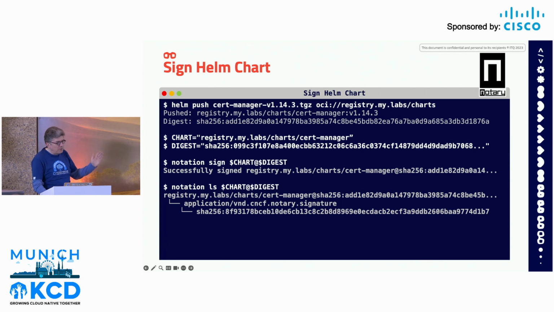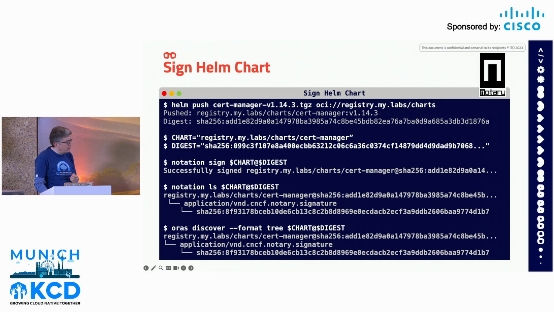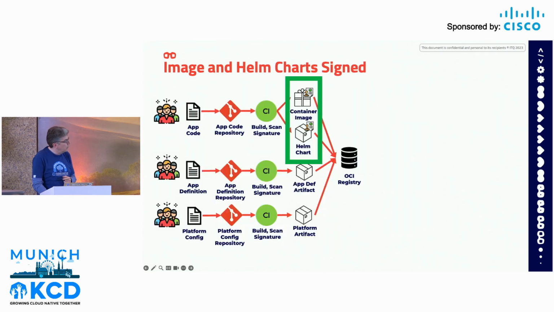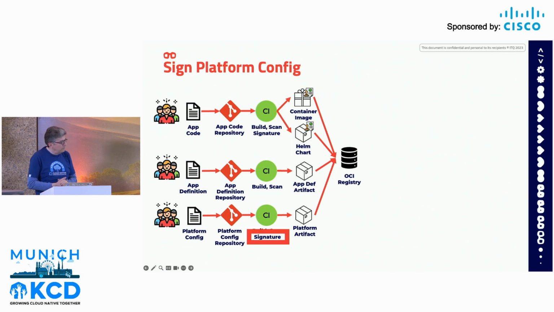So remember, notation sign first signs the chart, pushes the signature to the same repository as the chart, and attaches these signatures to the chart. And by using the ORAS discover command as well, you can get the same result. So now we have both the container images and the chart signed. So now we can pass to the platform configuration.